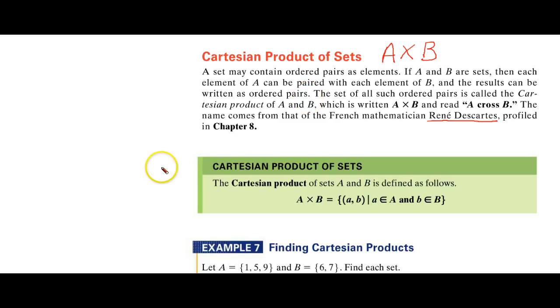And the law or rule for it is that set A crossed with set B such that (a, b), now notice this is an ordered pair. a is an element of set A, and b is an element of set B. So let's take a look at this.